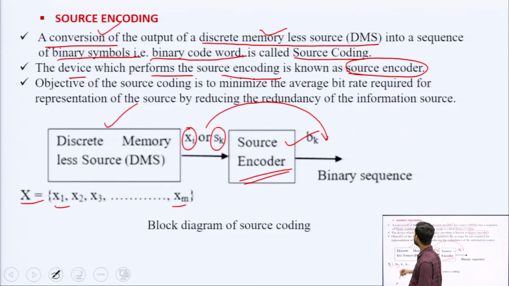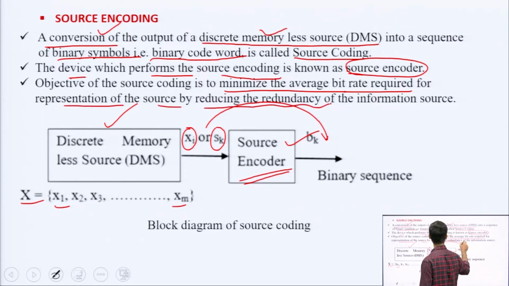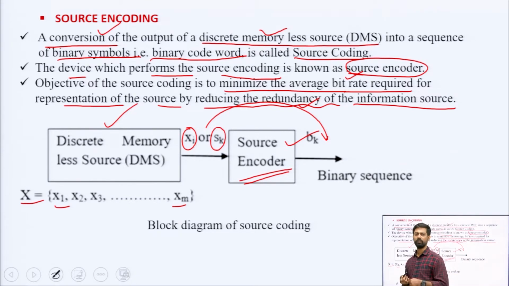So what is the objective of source encoding? The objective of source coding is to minimize the average bit rate required for representation of the source by reducing the redundancy of the information source. Redundancy means unwanted bits. We can say that this is something like compressing the bits.